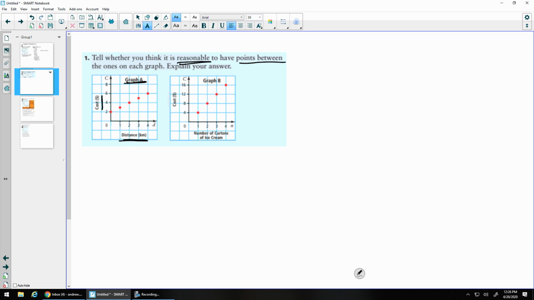Could you go 1.5 kilometers and pay for that? Well, yeah, you can go 1.5 kilometers, and you could potentially have a cost that is in between 1 and 2 kilometers. So distance, in this case, is something that you could have points for in between. You could go 1.75 kilometers. You could go 3.9 kilometers, so not quite 4, and your cost would be a little bit less. So in graph A, you definitely could have points in between.